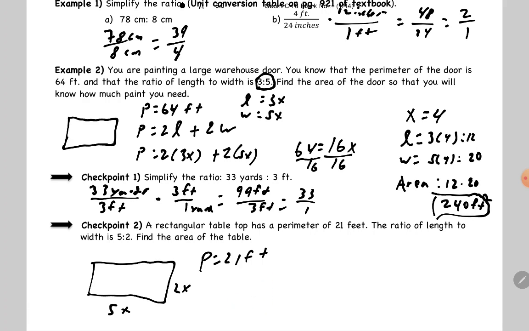Perimeter, which is 21, is equal to 2 times 5x plus 2 times 2x. So I get 10x plus 4x, so 21 equals 14x. So x equals 21 over 14.